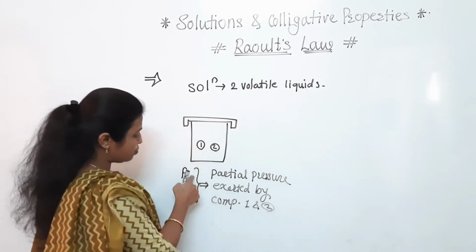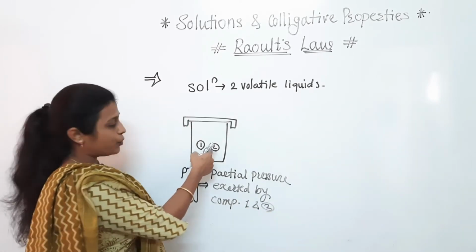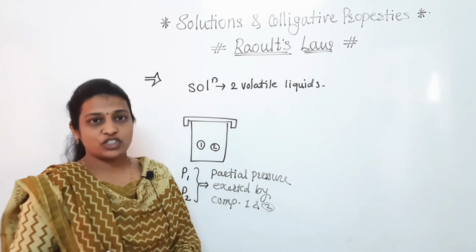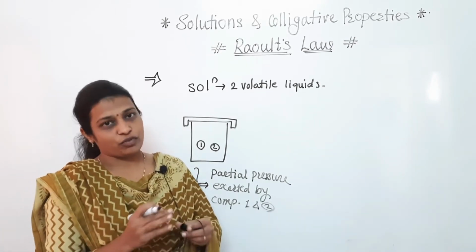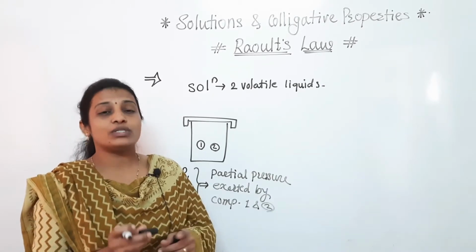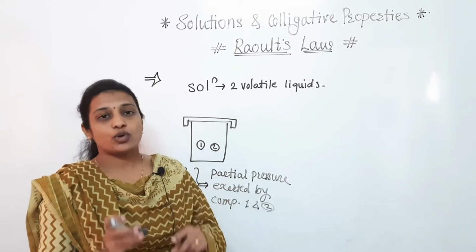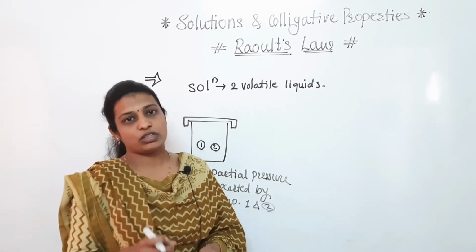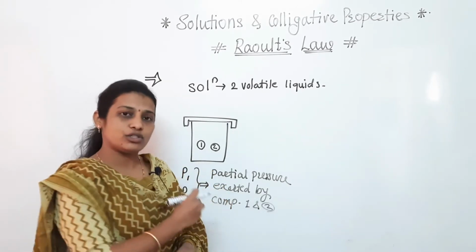Clear to everyone? Because P1 is our component 1, 2 is also second component. So that's why. What is meant by that partial pressure? Partial pressure, for that one, as we have seen previously, Dalton's law of partial pressure, whose link is also provided here. So you can see that video in which I have given that definition for the partial pressure. Then and then also we will discuss here.